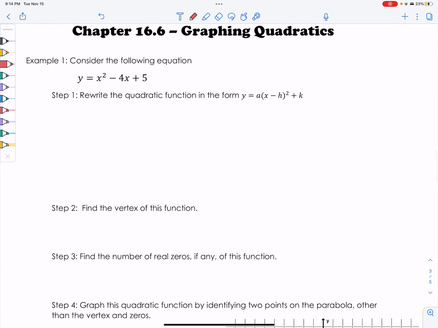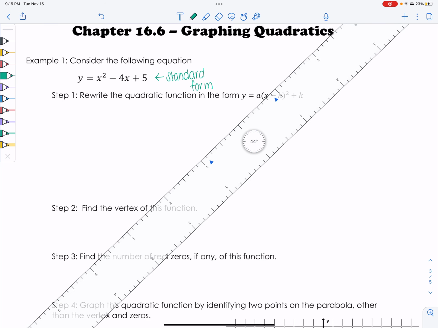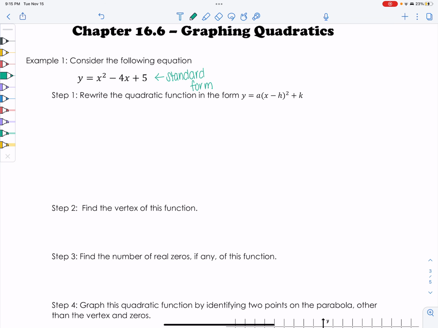So here's our first example out of your homework. It says, consider the following equation, y equals x squared minus 4x plus 5. First thing I'm going to make a note of is that this is in standard form, and standard form is my normal ax squared plus bx plus c. That's what we've been doing for a while up to now.